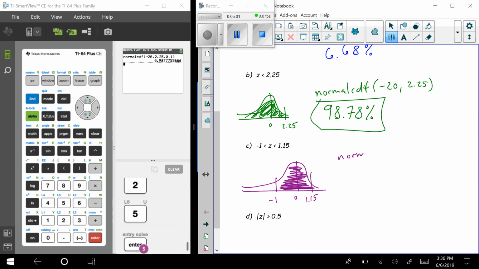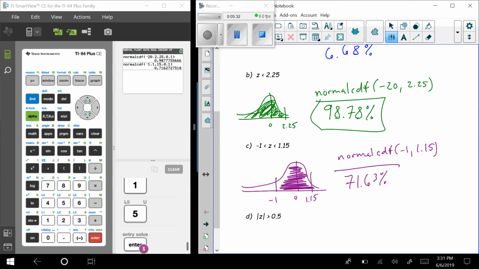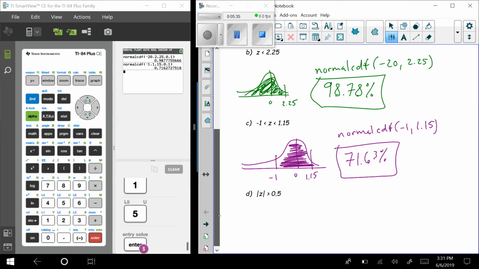But again, it's the same steps we've been doing. This is normal CDF, -1 to 1.15. We come over here, we type that into our calculator. And it ends up being 71.63%. And that is close to 68%, kind of like we would have expected.